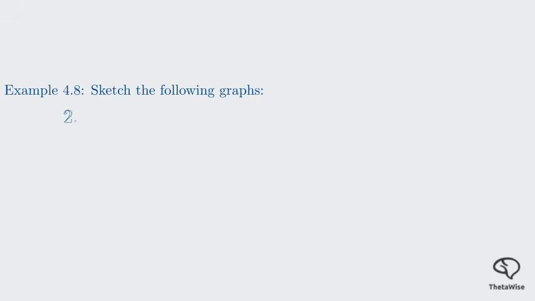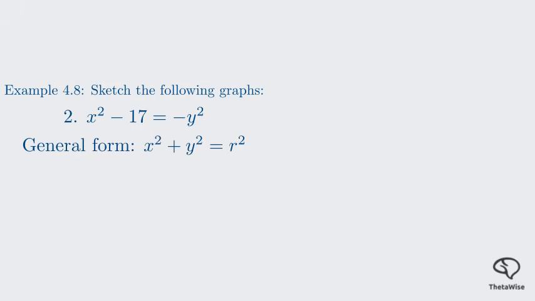This time, we need to sketch the graph of x squared minus 17 equals negative y squared. At first glance, this doesn't look like our standard circle equation. Remember our exam tip? Our first step is to rearrange it into the general form. The general form is x squared plus y squared equals r squared. Notice the plus sign between the x squared and y squared terms. Let's rearrange our equation to match this.